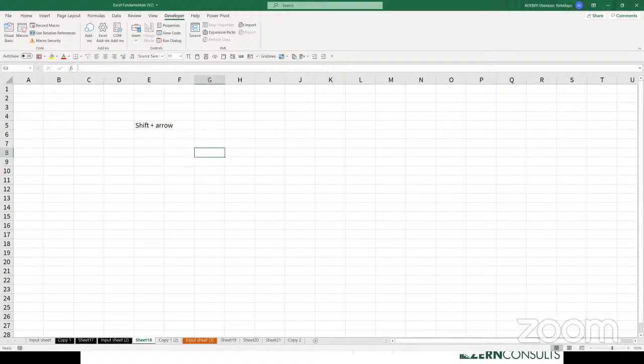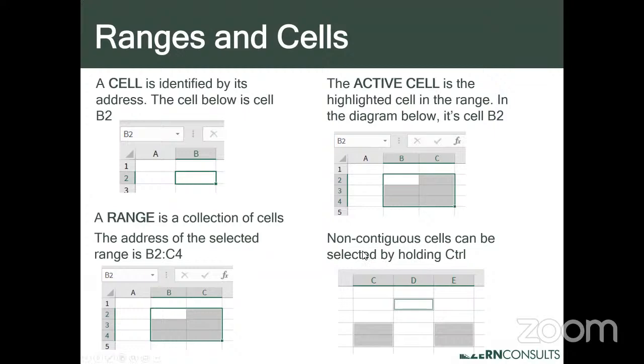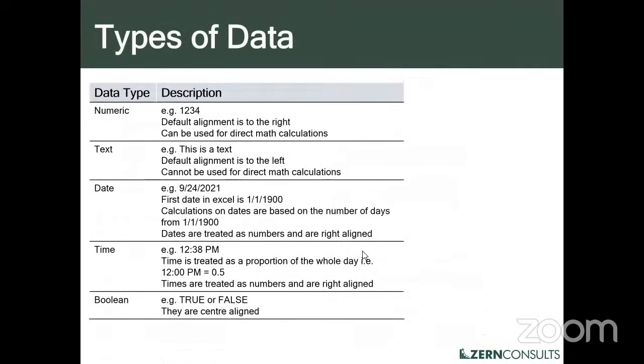Okay, moving on. So that's how to select non-contiguous cells. Now, types of data. We have different types of data in Excel. This is not all, but at least let's look at this. The first type of data is called the numeric data. That's just numbers, right? And you have 1, 2, 3, 4, any kind of number. By default, numbers are aligned to the right.